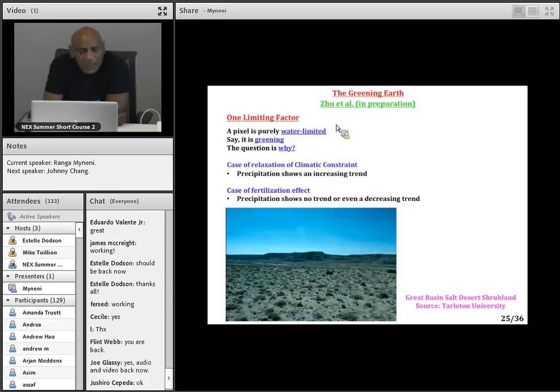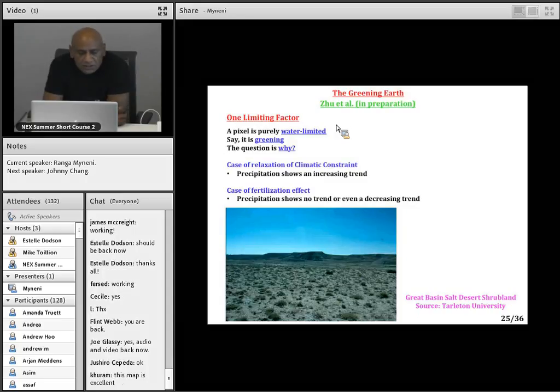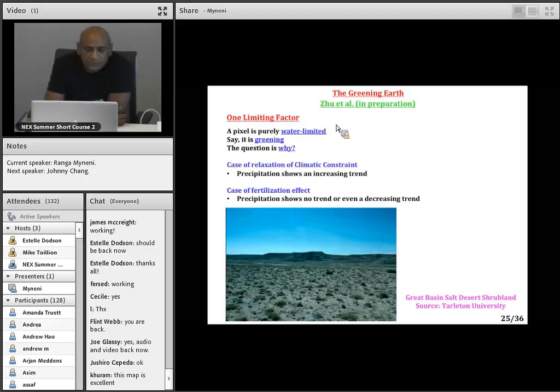One limiting factor. Let us say a pixel or vegetation at a certain location is purely water limited. And here I have a slide where you see a shrubland, and this is the kind of vegetation that's purely water limited. And we find this vegetation to be greening in the NDVI dataset, for example, over a 30-year period. The question is why? So there are two possible answers.